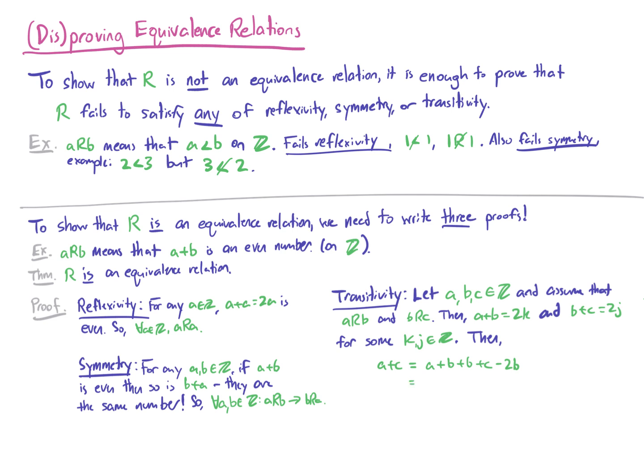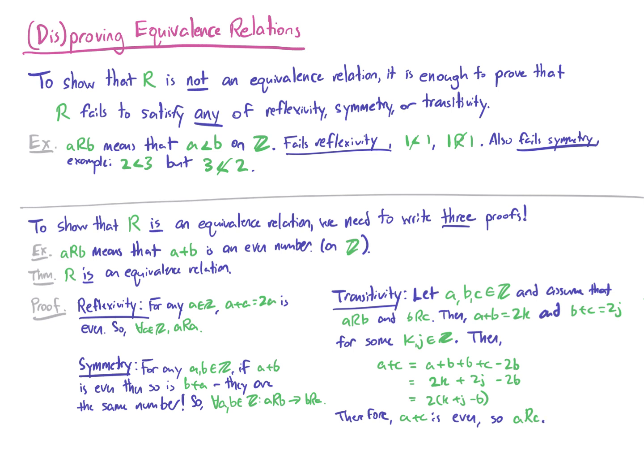Then, if I substitute here, I know that a plus b is equal to 2 times k, and I know that b plus c is equal to 2 times j minus 2b. And this is equal to 2 times k plus j minus b. I've just factored out the 2. Therefore, I've shown that a plus c is even, so a is also related to c.